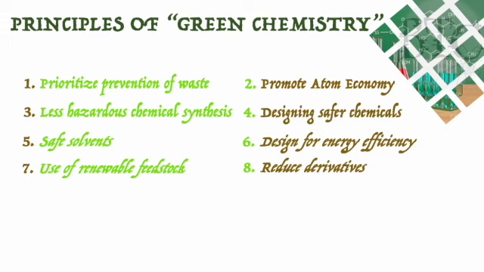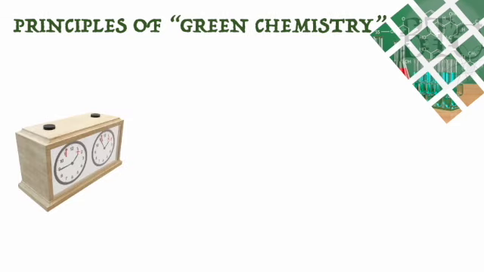So the first principle that we learned was about prioritizing prevention of waste. Second was promoting atom economy. Third was less hazardous chemical synthesis. Fourth was related to designing of safer chemicals. Fifth was safe solvents. Sixth, design for energy efficiency. Seventh was the use of renewable feedstock. And eighth was reduce derivatives. Now let's see what's in store for us today.